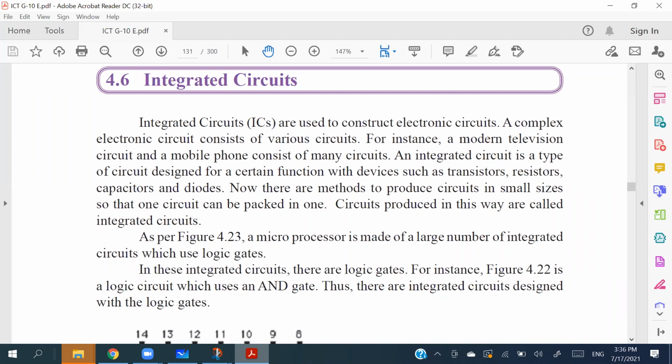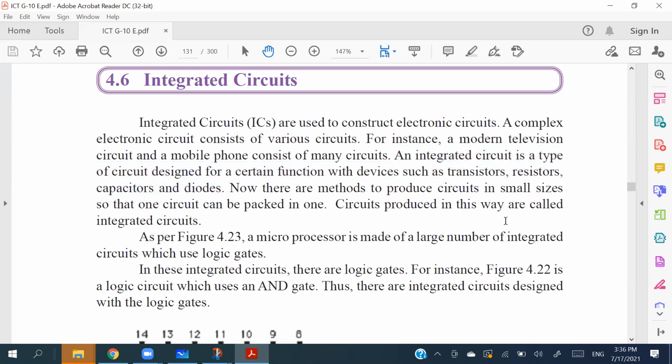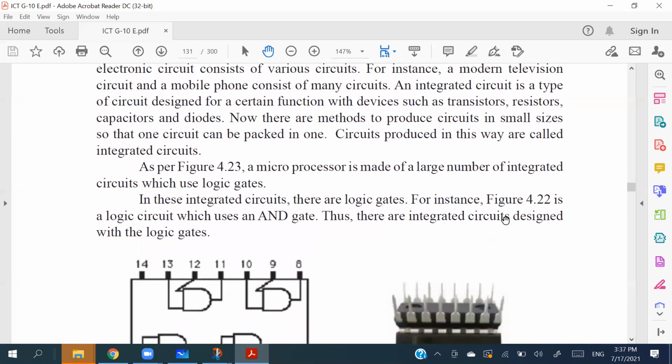And as this third line says, an integrated circuit is a type of circuit designed for a certain function with devices such as transistors, resistors, capacitors, and diodes, right? Now, when it comes to the integrated circuit, there are several pins that you can find around the IC, right? These pins are connected to the gates inside that IC, right?